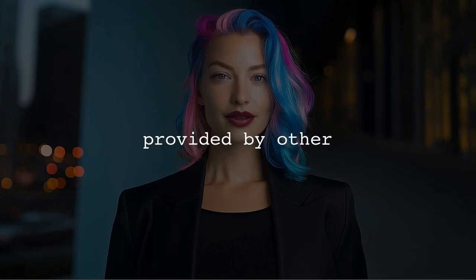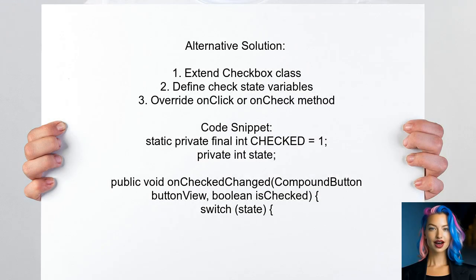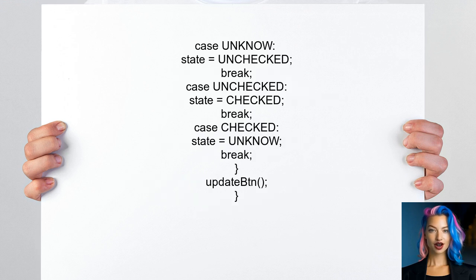Now, let's look at the answers provided by other users. An alternative solution for creating a three-state switch button involves defining a class that extends checkbox. You need to set up variables to track the check state and override the on-click or on-check method to cycle through the three states instead of just toggling between two.